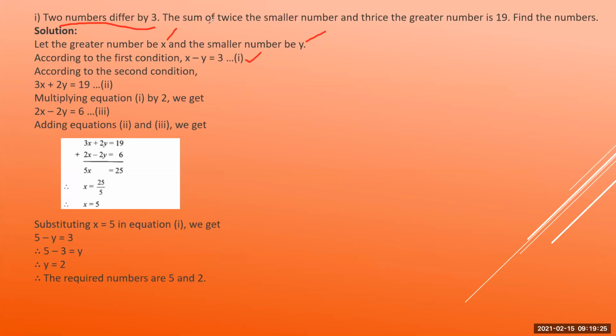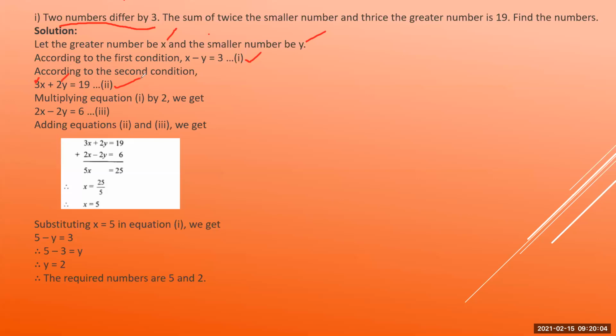Then what is next? The sum of twice the smaller number and thrice the greater number is 19. Whose sum is given to us? Twice the smaller, which is y, that is 2y, and with it the sum of thrice the greater number, that is 3 into x. So the sum of these two, 3x plus 2y, is equal to 19. Again, we have got two equations. Now solve this by any of your methods.